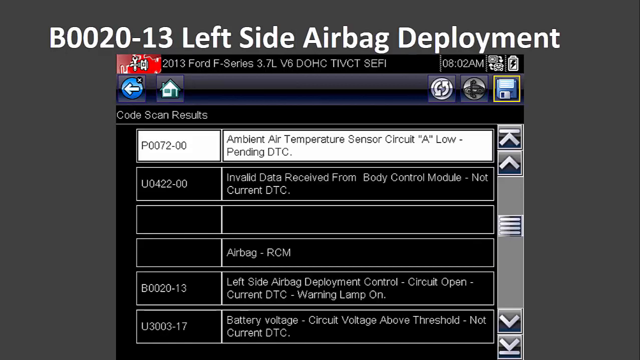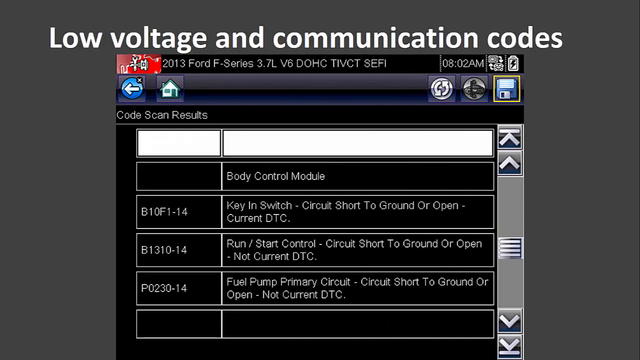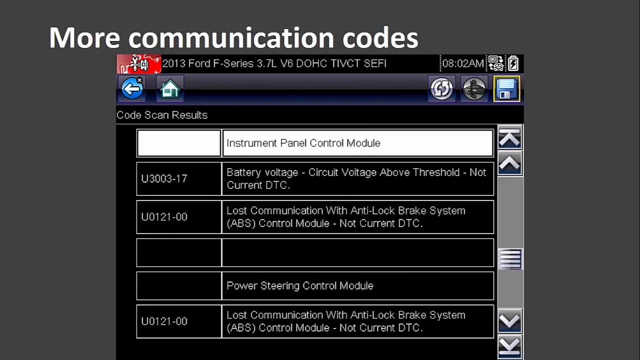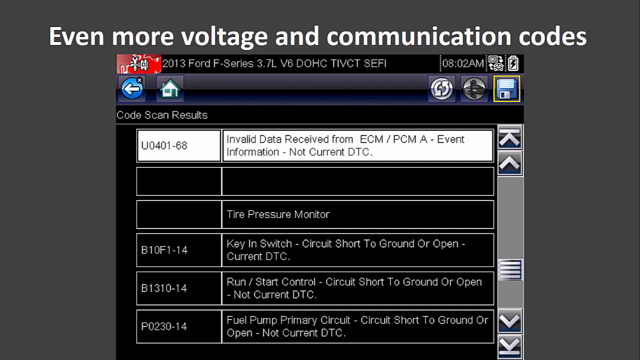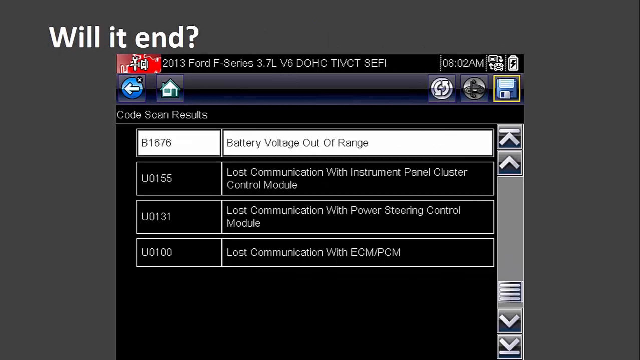And the airbag light is on because it's got a left side airbag deployment code in it. We also see a restraints sensor code. And there's a bunch of low voltage and communication codes. So we see a lot of communication codes here. Even more voltage and communication codes. Even more, will it end? Are we there yet? There's about 25 codes in this car.